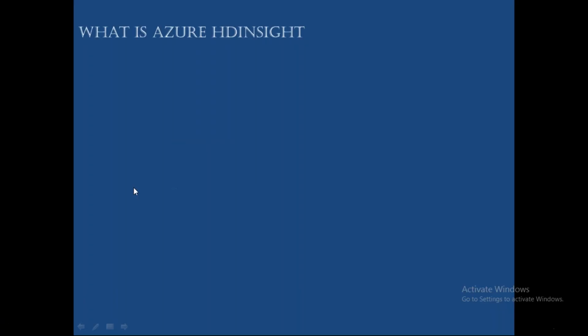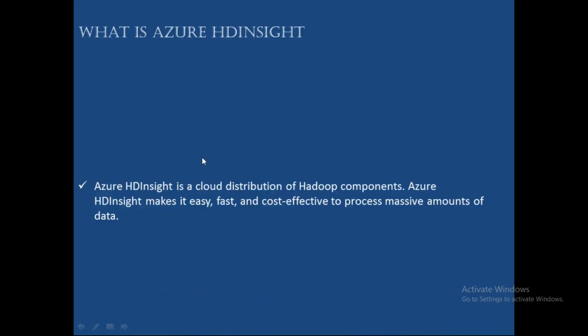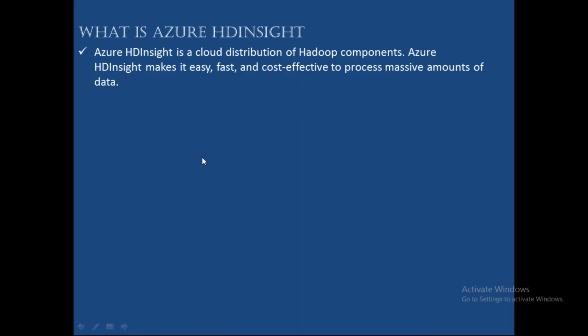Okay, let me just finish this and come back. What is Azure HDInsight? Let me tell you. Azure HDInsight is a cloud distribution of Hadoop components. Basically, if you want to use any Hadoop components, then you need to use Azure HDInsight. For example, if you want to use MapReduce or HBase or anything Hadoop related, Kafka, all those things, you need to go for the Azure HDInsight service, because Kafka cluster, MapReduce cluster, HBase cluster, all those clusters are not available in Azure Databricks.